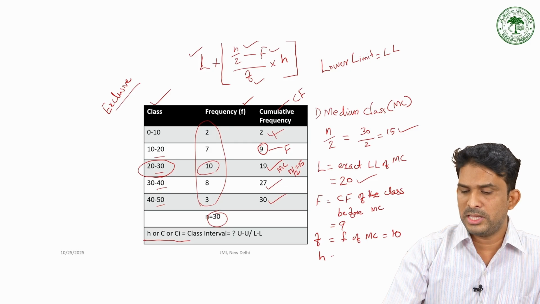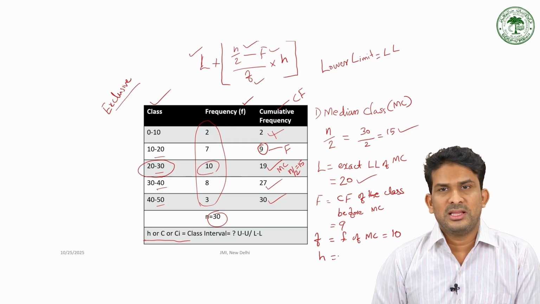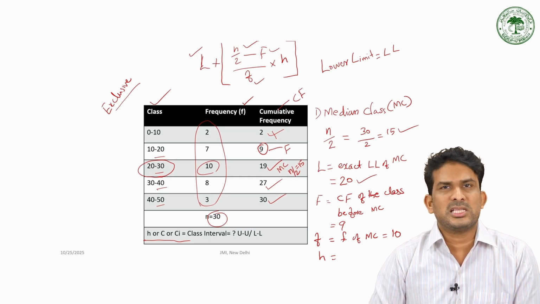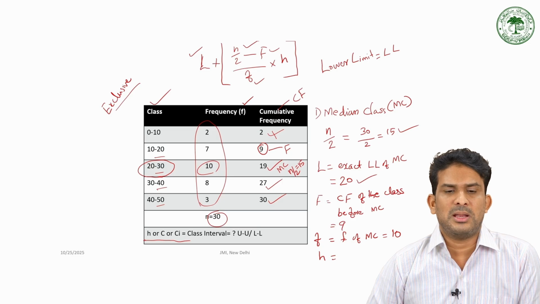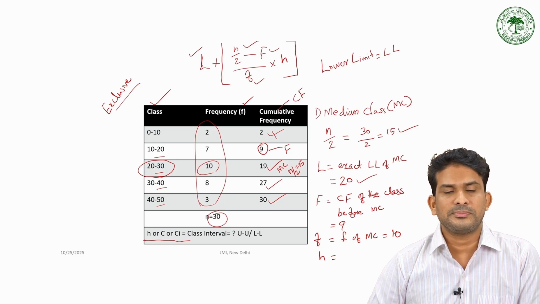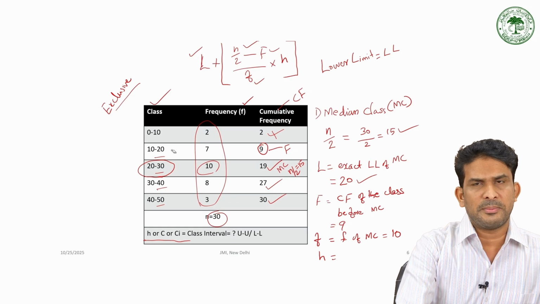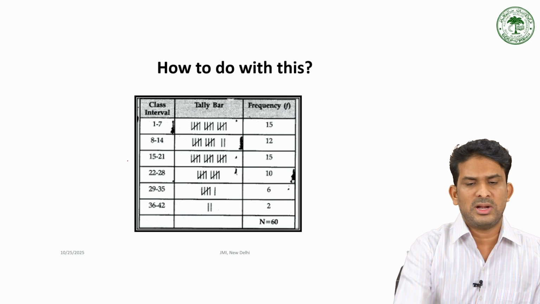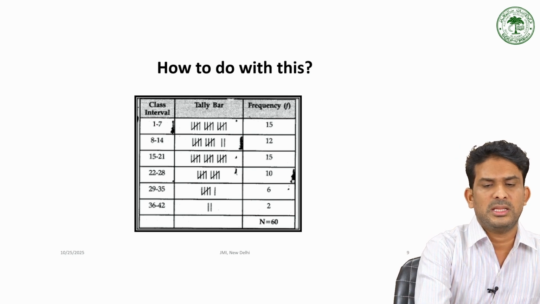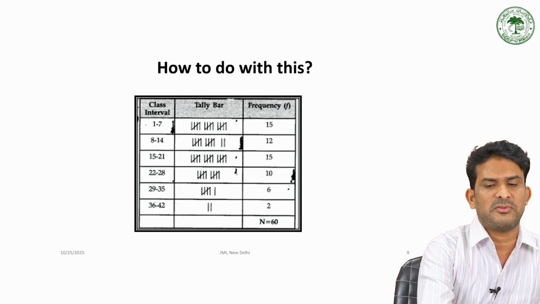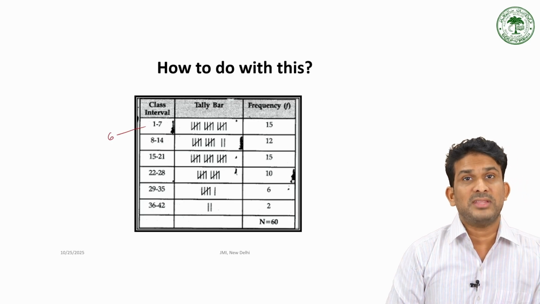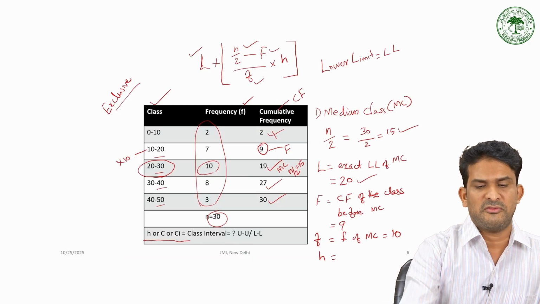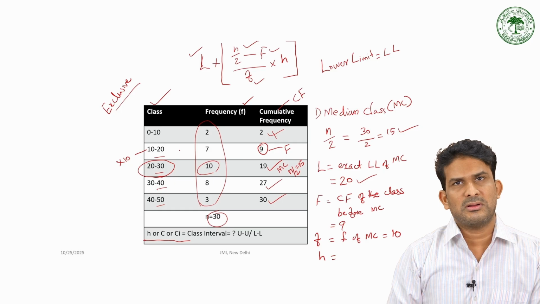What is H here? H is the class width. People have confusions about class width. Whenever I ask students about class width, they say it is the difference between the upper limit and lower limit. No, that is the wrong answer. If it were the upper limit minus the lower limit here, 7 minus 1, it would be 6. That is wrong.